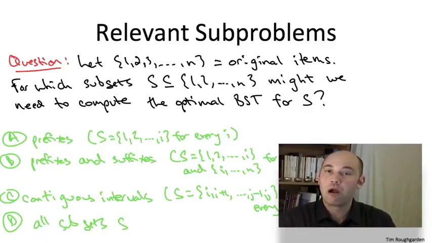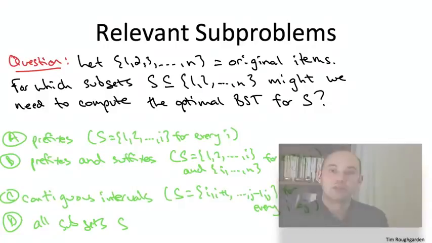So it is not true that you're always going to have a prefix or a suffix of the original set of items. But what is true is that you will have some contiguous set of items. If you have I as your smallest item in the subproblem and J is the biggest, you're going to have all of the subproblems in between. And that's because you were only plucking off items from the left or from the right. So that's why C is the correct answer. You need more subproblems than just prefixes and suffixes.